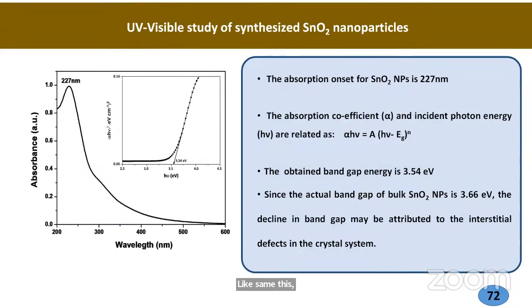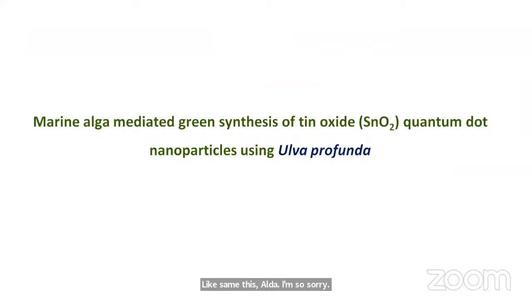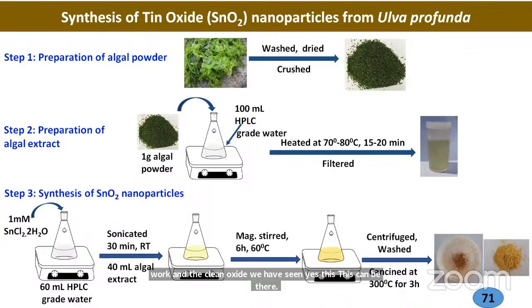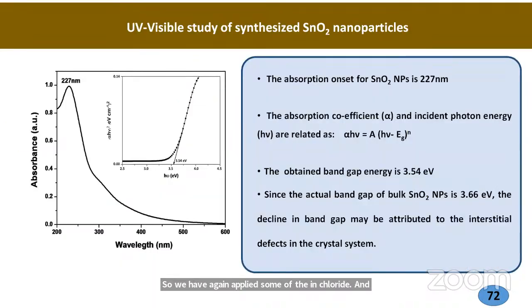I'm so sorry. Again, we have applied this alga; this is the final aspect of my work. The tin oxide we have seen, yes, this Ulva, and how efficient this can be. So we have again applied some tin chloride and used that, and again seen that yes, some particles have been formed at a particular 2 to 7 nanometer.